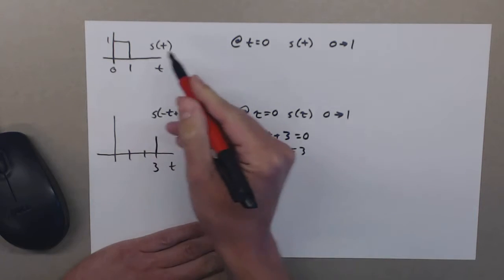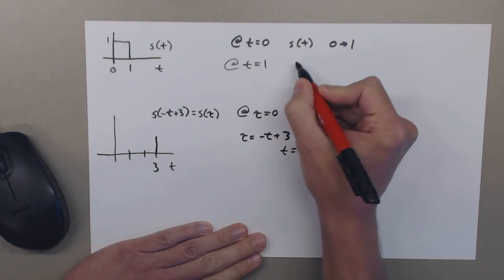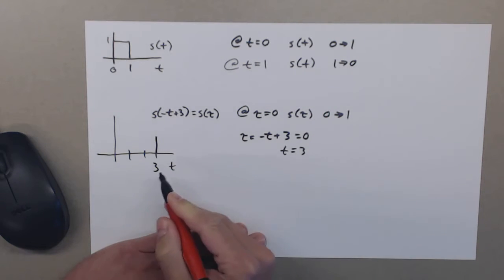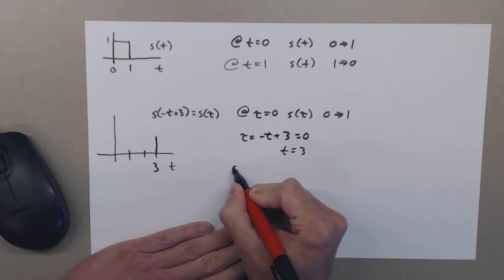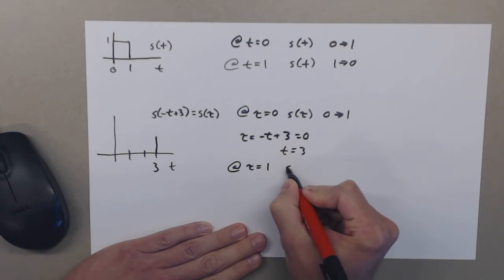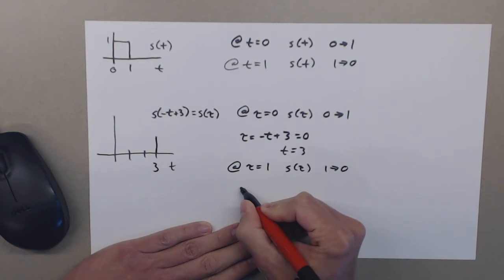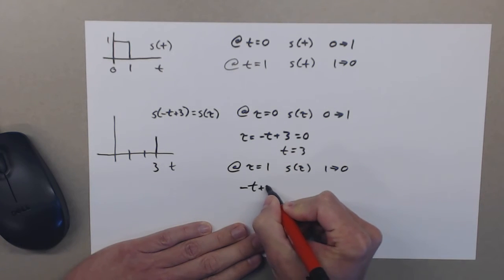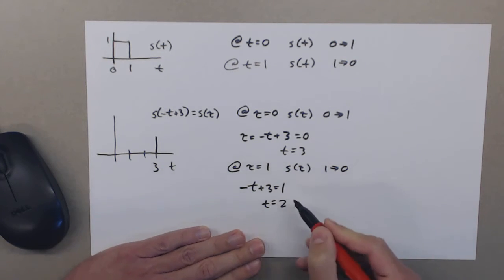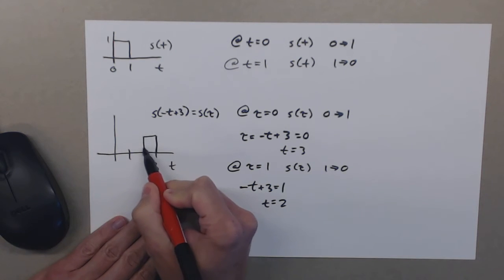Okay, when else does it do something interesting? Well, at t equals 1, S of t goes from 1 to 0. And if I look over here at my new signal, my shifted signal, when tau equals 1, S of tau is going to go from 1 to 0. And so minus t plus 3 equals 1, or t equals 2. So now when t equals 2, it's going to go from 1 to 0.